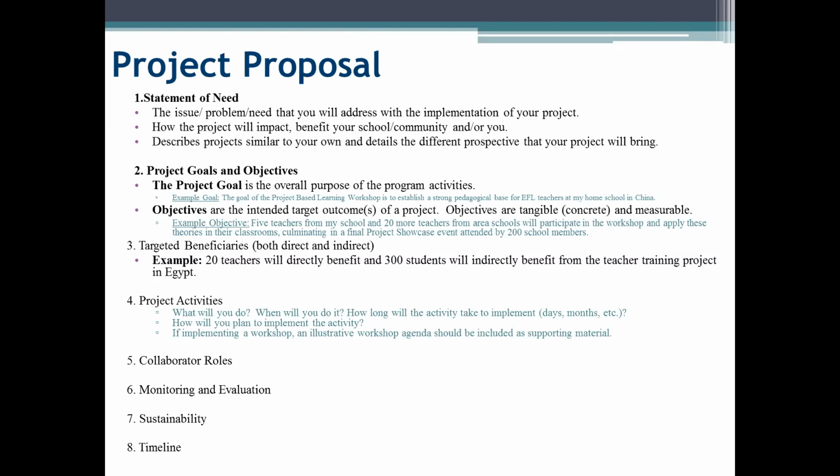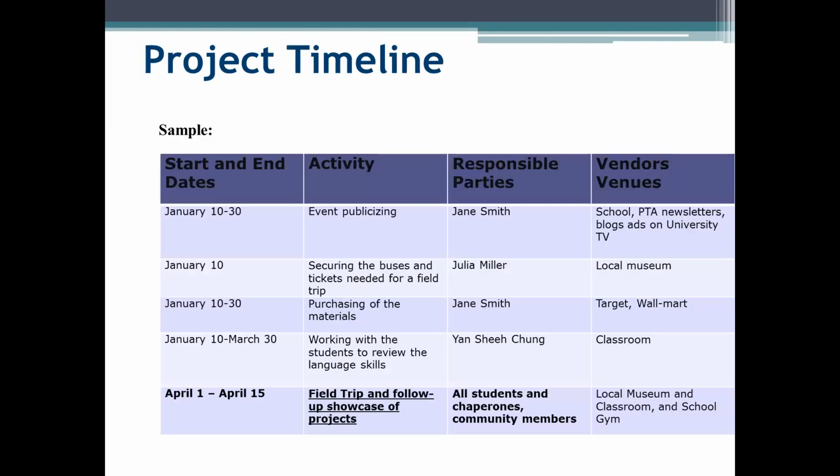Next, the timeline. This should include details of when you will implement the project activities and also who the responsible parties are. The application includes a sample timeline for you to use as a guide. So here's an example of a project timeline where you can see that it says the start and end dates, the activity itself, the responsible parties, and also talks about the vendor or venues. So this shows where things will take place. And this is an actual example from a previous grant.